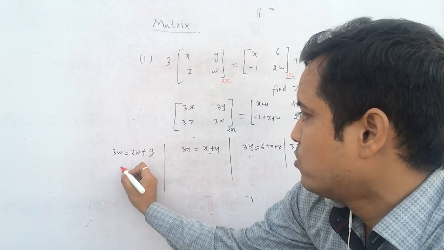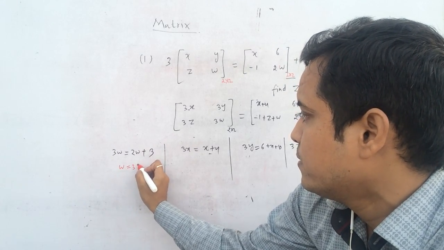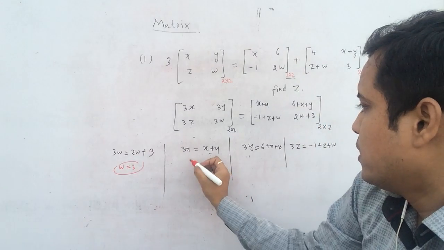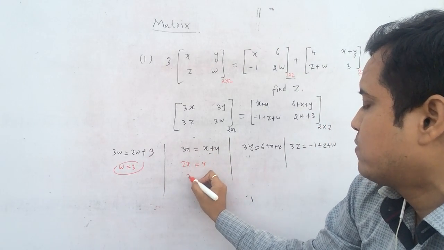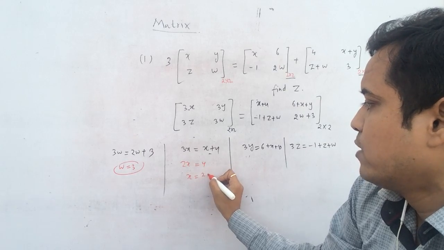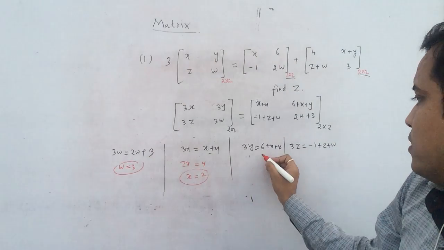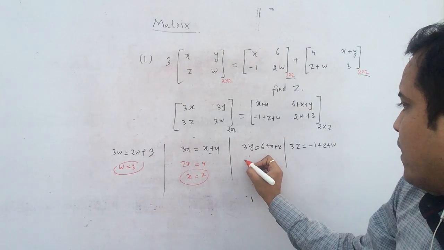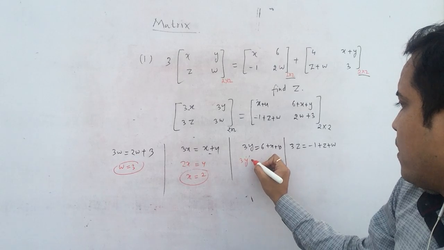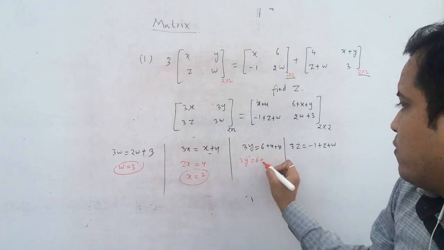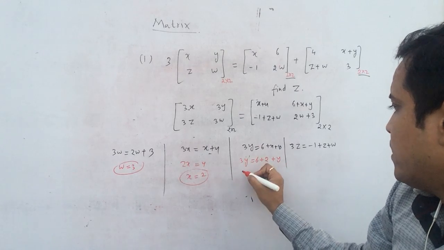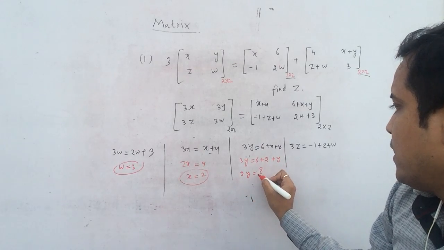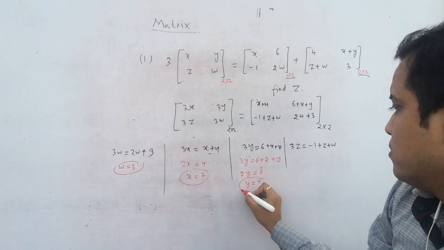3w minus 2w, w equals 3, you will get here. And 3x minus x, 2x will be 4, so x will be 4 by 2, you will get 2. Here 3y equals 6 plus, placing the value of x, 2 plus y, so 3y minus y, 2y equals 8, y equals 4.